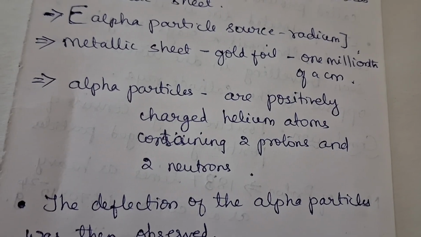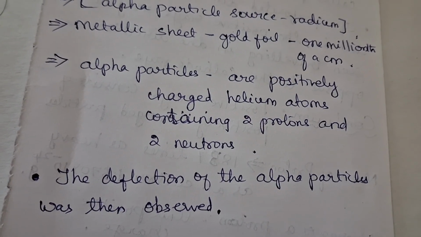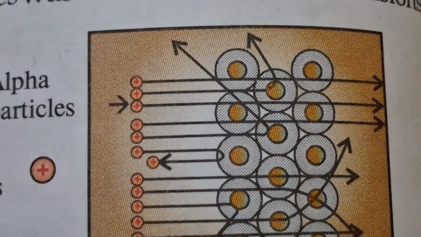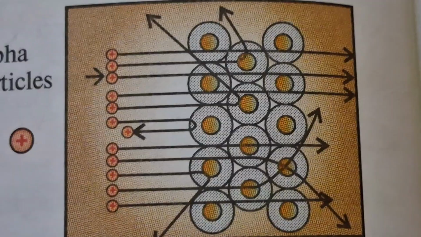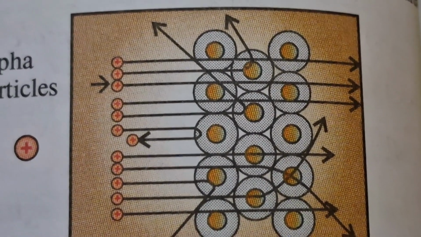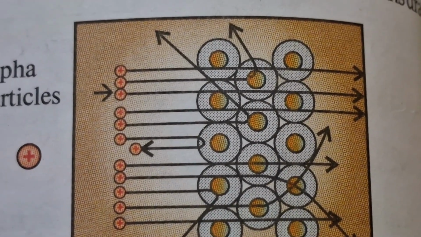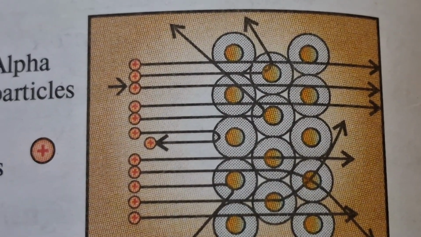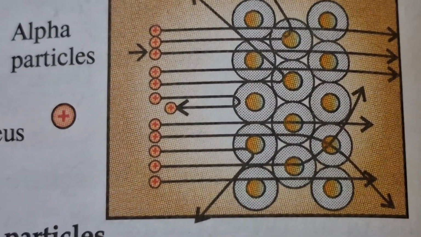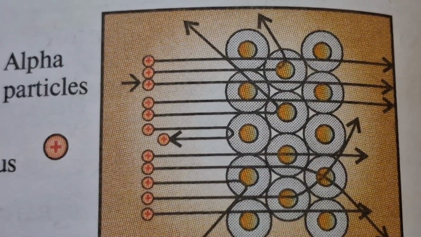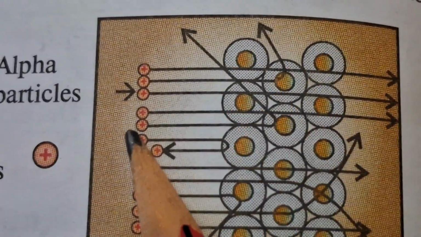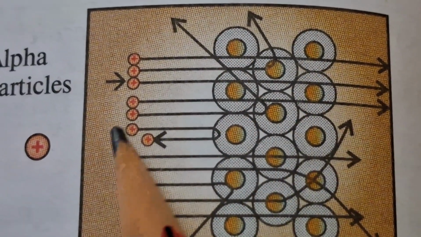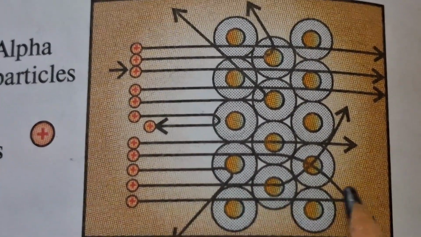Now what happens? The deflection of the alpha particles was then observed. Most of the alpha particles went straight through the foil, a few particles were deflected, certain were deflected at an angle, and some bounced back at a 360-degree deflection. So some are going straight, some are being deflected, and some bounce back again.